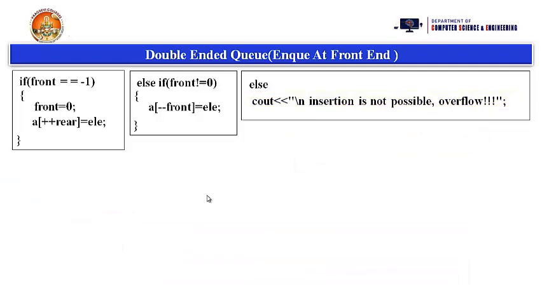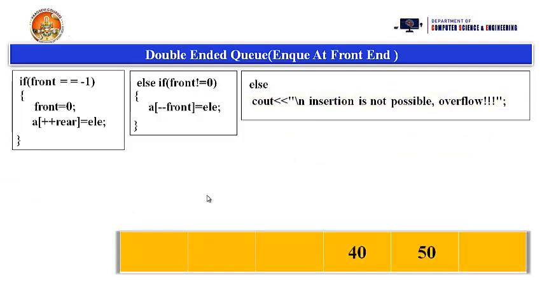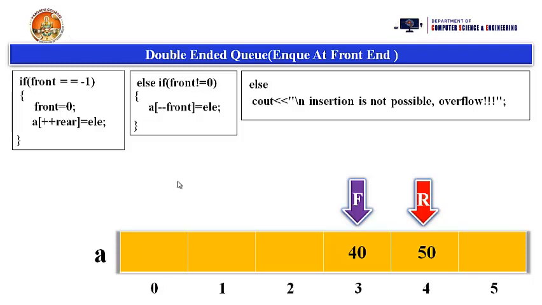Enqueue the element at the front end, and the queue consists of some elements, 40 and 50. The front is pointing to the 40 element, that is the third index position, and the rear is pointing to the fourth index position. Now in this situation, how to perform the enqueue operation using the front end? Suppose I want to enqueue the value 30.